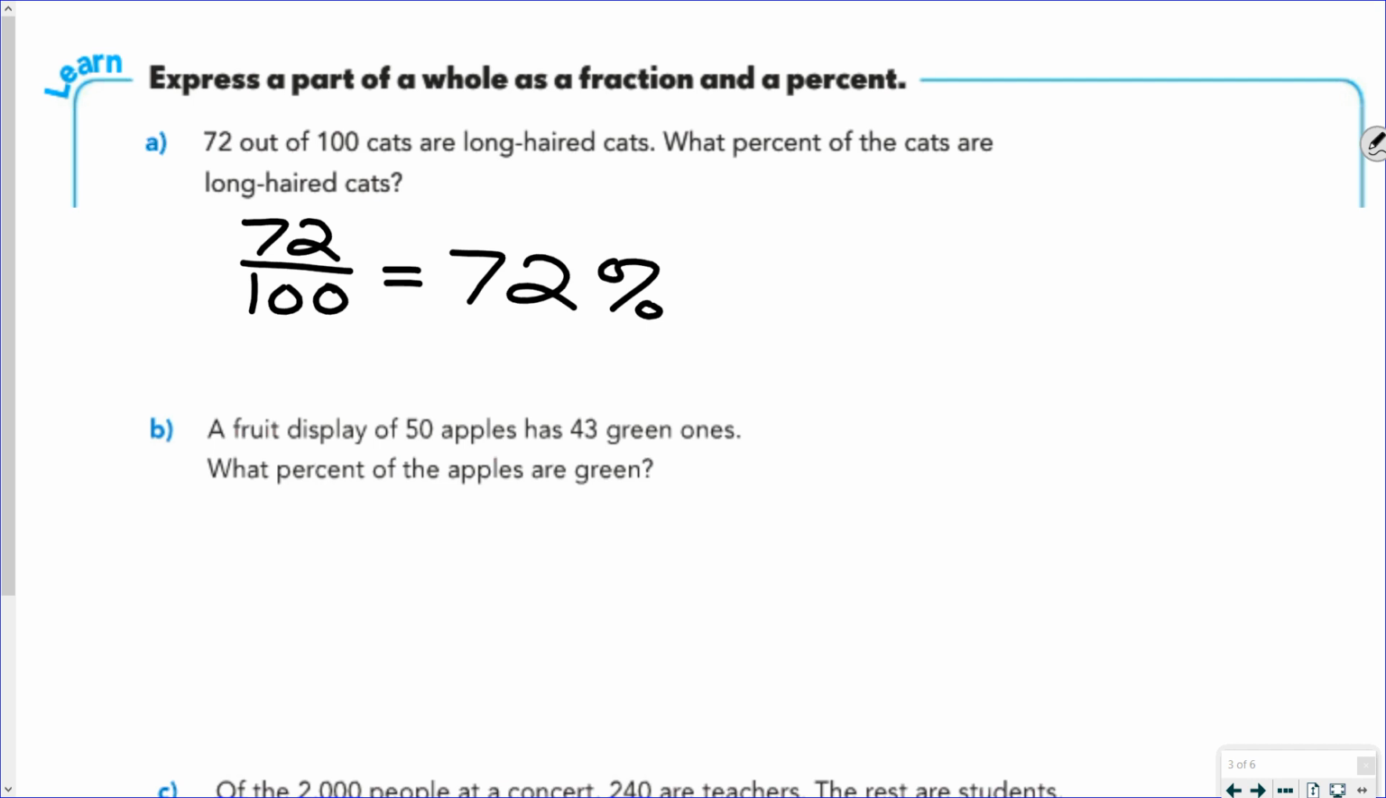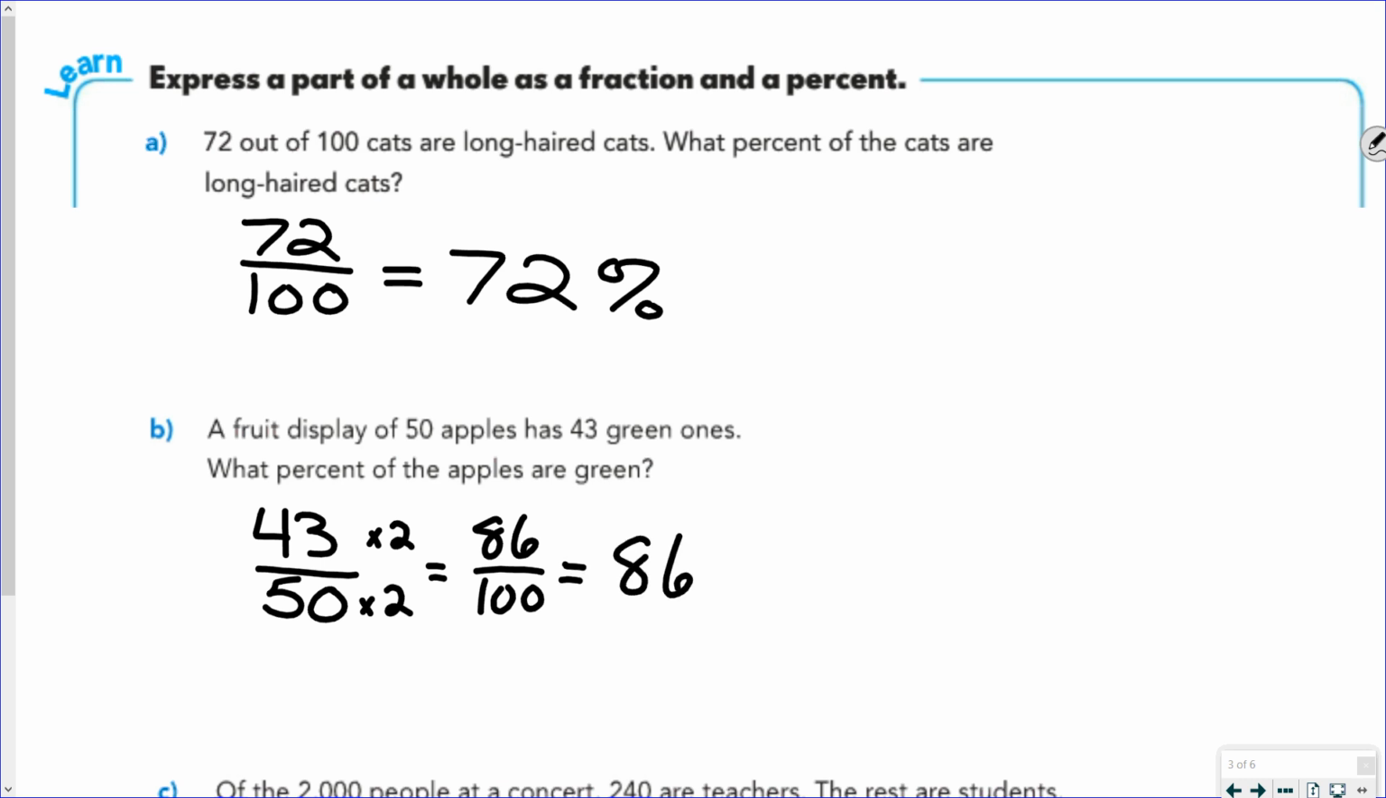Our next example, a fruit display of 50 apples has 43 green ones. What percent of the apples are green? So again, we could start with what fraction are green, and that would be 43 out of 50. So again, fractions or percents, percents are out of 100. So we look at our denominator there, and our denominator is 50. Well, we could very easily convert that to 100 by multiplying it by 2, which means we'd have to multiply the 43 by 2, which gives us an equivalent fraction of 86 over 100. And now that it's out of 100, our percentage would be 86%.